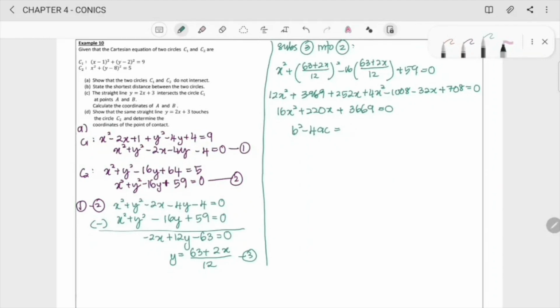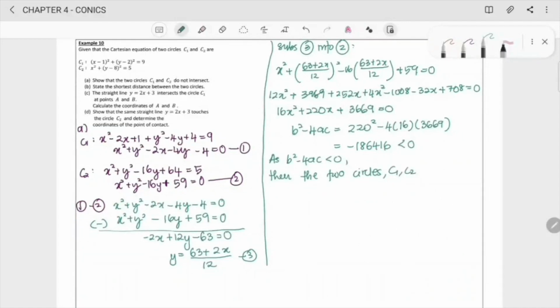So b squared is the 2 squared, minus 4 times a times c. You calculate, and then you will get this answer. I hope it's correct because it's a really big number, and it's a negative number, so it's less than 0. So we can say in conclusion, b squared minus 4ac is less than 0. That means the two circles C1 and C2 do not intersect each other. Do not intersect, so it is shown. That's the first question, A.